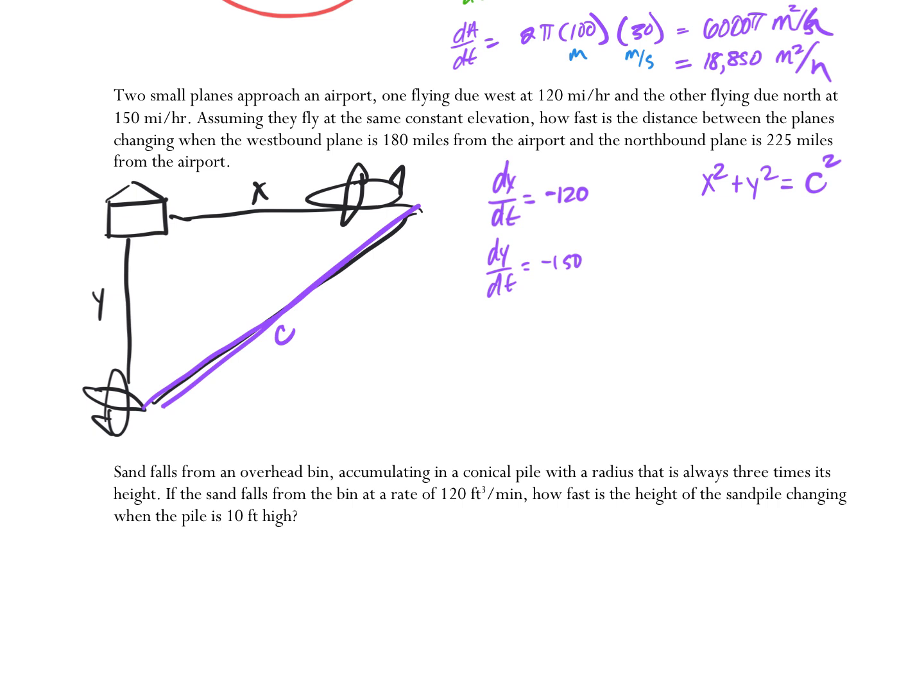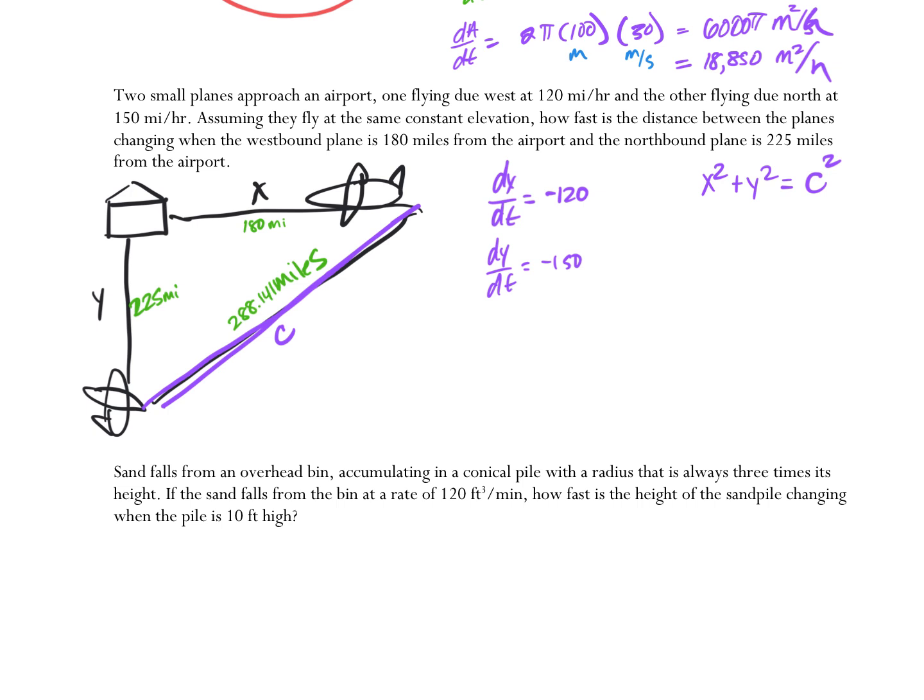All right, and in the precise moment when the westbound plane is 180 miles from the airport and the northbound plane is 225 miles from the airport, how far are the two planes from each other? Why do we need to know that? You'll see. Because it'll be like 2C dC/dt. Do that in your head. 288.14.